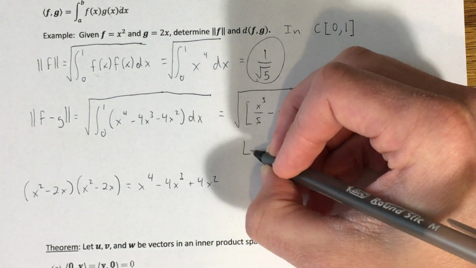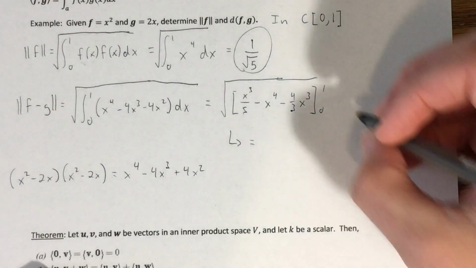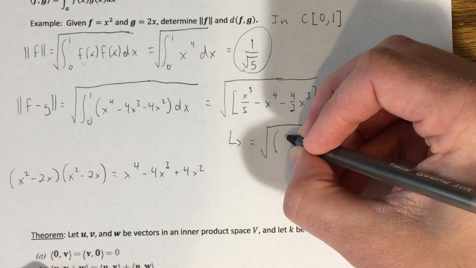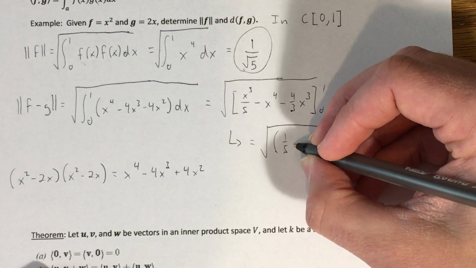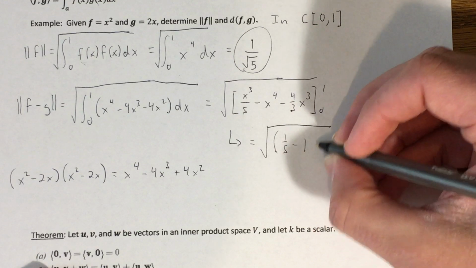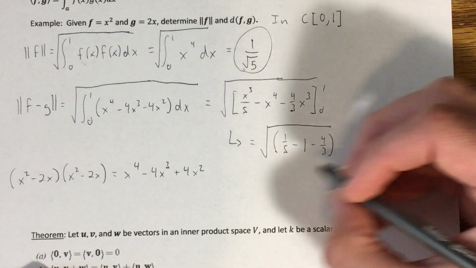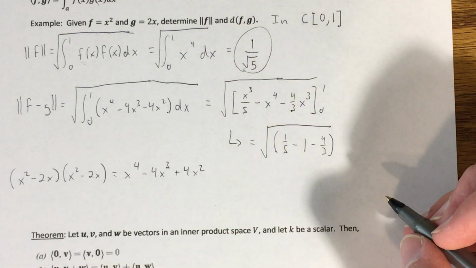Didn't quite leave enough space here. This is equal to the square root of 1/5 minus 1 minus 4/3. Let's see, what do we get from here?